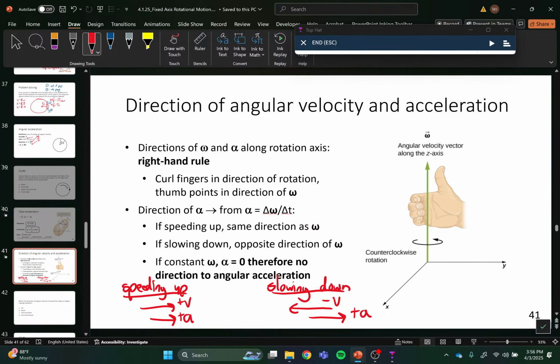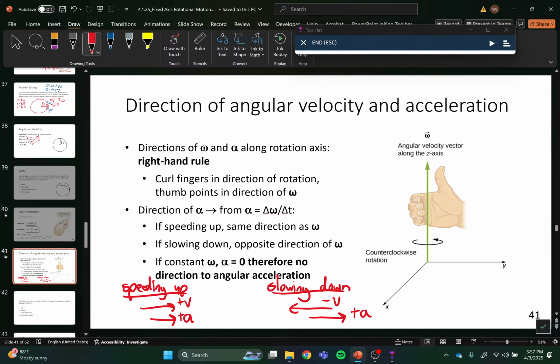The same applies to rotating stuff. If you're speeding up, your acceleration is the same direction as your angular velocity. If you're slowing down, it's the other way. So, to find the direction of angular acceleration, if you're speeding up, it's the same direction as omega, angular velocity. If you're slowing down, it's the opposite. So, long story short, you always have to find the direction of angular velocity. And if I'm asking for acceleration, you need to decide whether it's the same way or not.